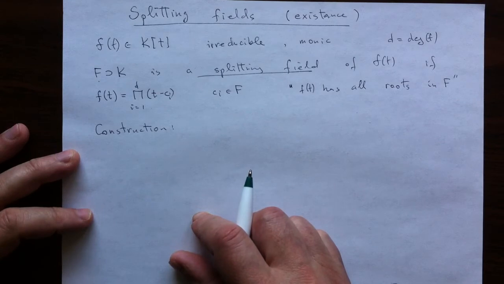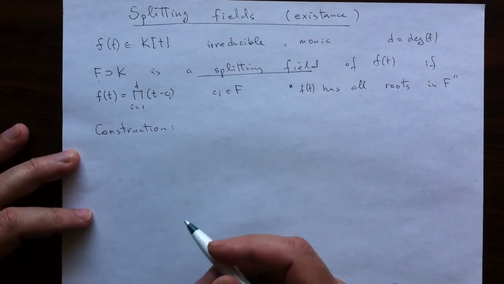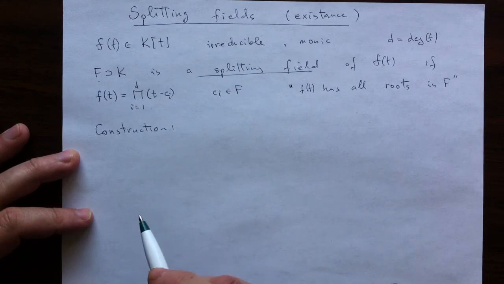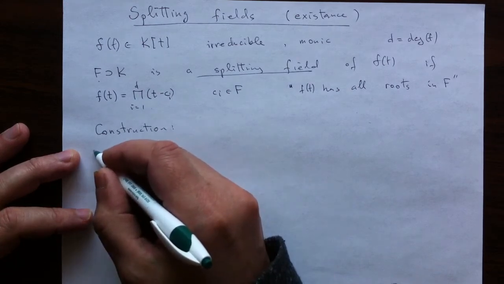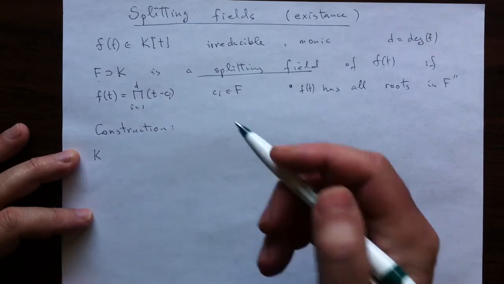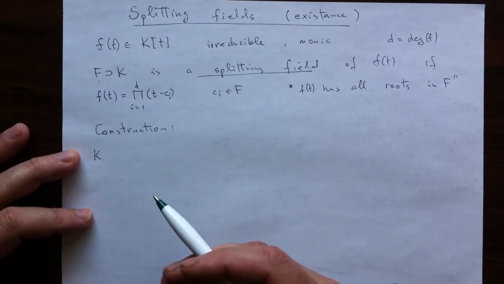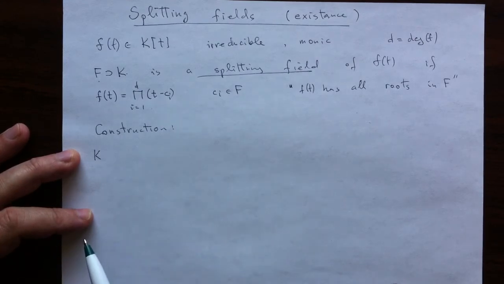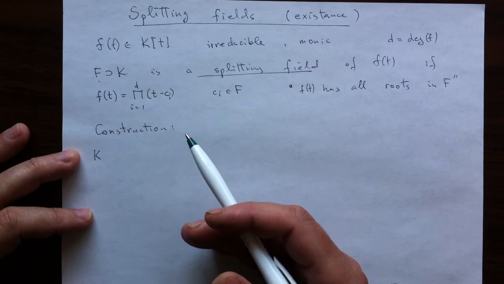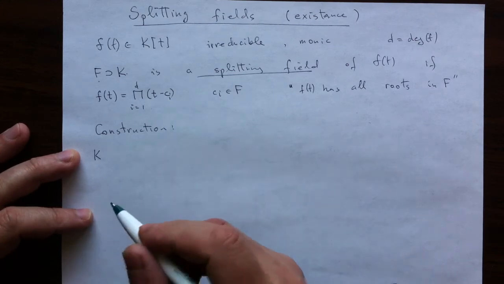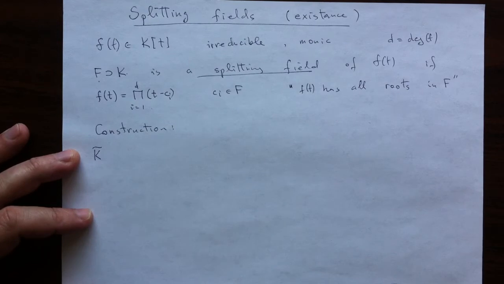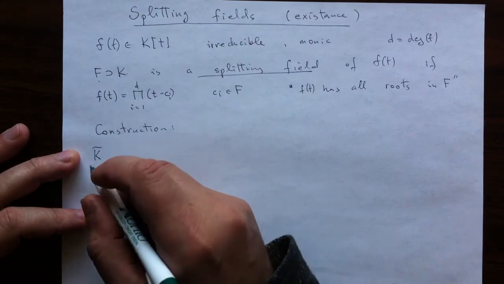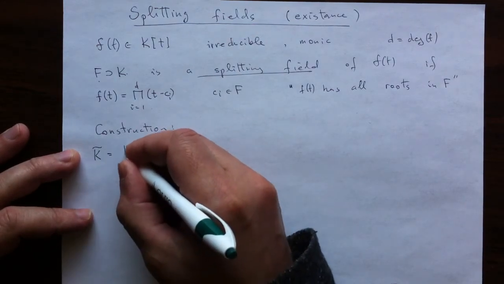The construction will be an iteration, a beefed up version of mathematical induction. The starting point is the field of scalars, and the induction step will be constructing a root one by one, constructing a field extension which would harbor a root one by one. So the first step, this induction step, will be just constructing some extension of k where we will have at least one root. So we'll call it k twiddle, and this construction is very easy.